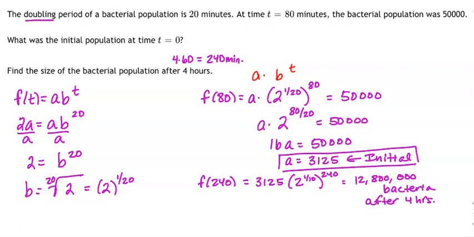So anytime you're working with a doubling period, you can start by figuring out what that base b is going to be by setting your function equal to 2a and using your doubling time in the exponent. Once you know your base of b, then we can use that given point to figure out our initial value.